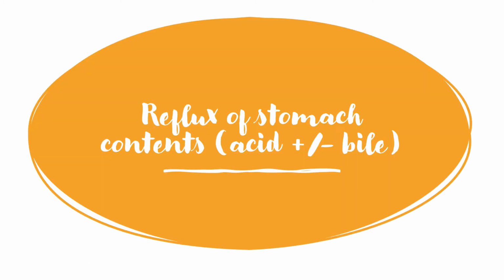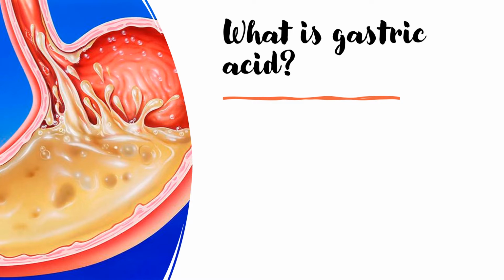So, the definition of gastro-oesophageal reflux disease is reflux of the stomach contents, so that's acid, with or without bile. Let's explore these two substances. First, there's gastric acid, which is refluxed in gastro-oesophageal reflux disease.